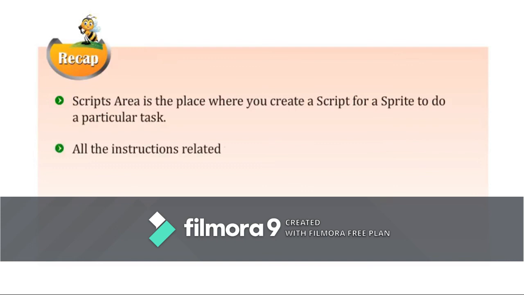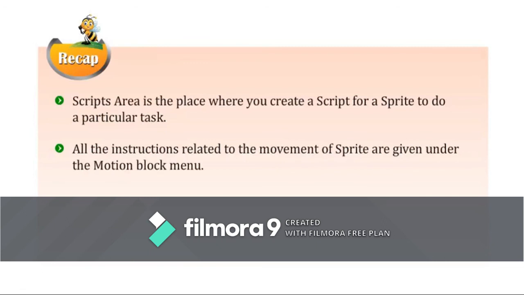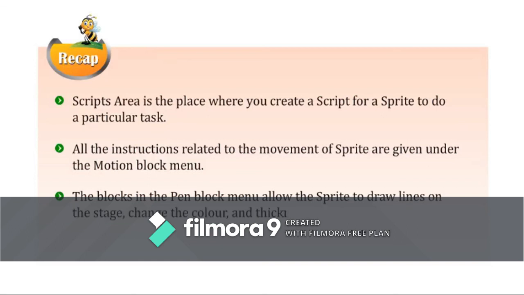All the instructions related to the movement of the Sprite are given under the Motion block menu. The blocks in the Pen block menu allow the Sprite to draw lines on the stage and change the color and thickness of lines. Sound block is used to add sound in the project.